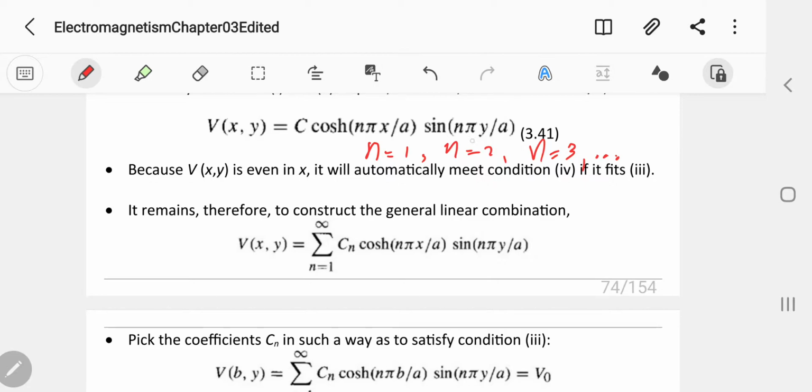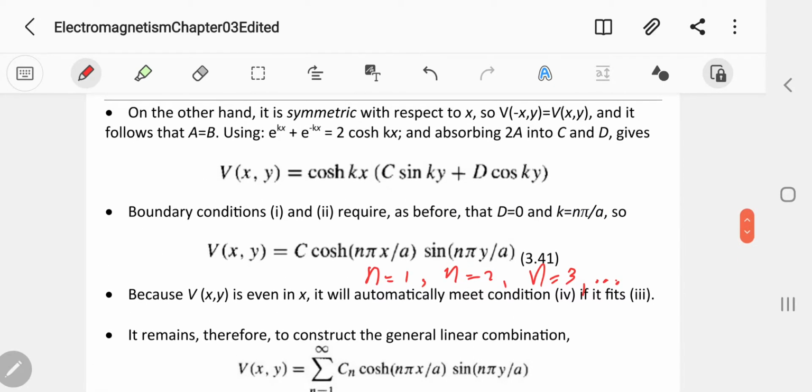Those are also potential solutions, because n here could be anything. In the fourth boundary condition, k is equal to n pi over a, because sine has to go to 0. You have sine ky equal to 0, and since the potential at y equals a, that is sine ka equals 0, the only way to arrive at this 0 is for ka to be equal to an integer multiple of pi.